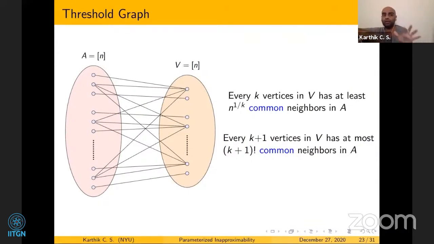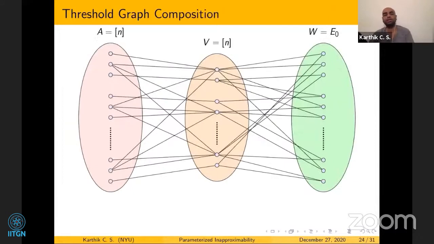So I'm not telling how to build this threshold graph, but let's assume that it exists. Let's assume that we are able to find this magical bipartite graph on n vertices and n vertices: for k guys, a lot of common neighbors; for k+1, very few common neighbors. Suppose we had this, then how does the reduction go? The reduction is as follows. Our W and V was basically the bipartite graph we just built from the k-Clique instance, edges and vertices. And V and A was this magical graph that we assumed exists.